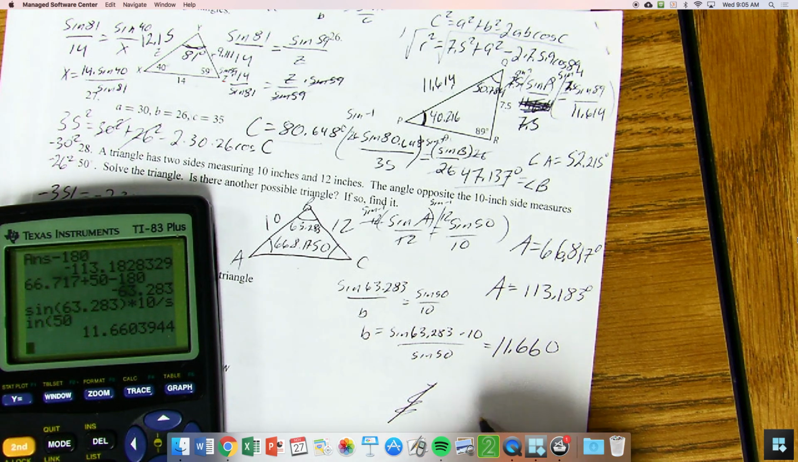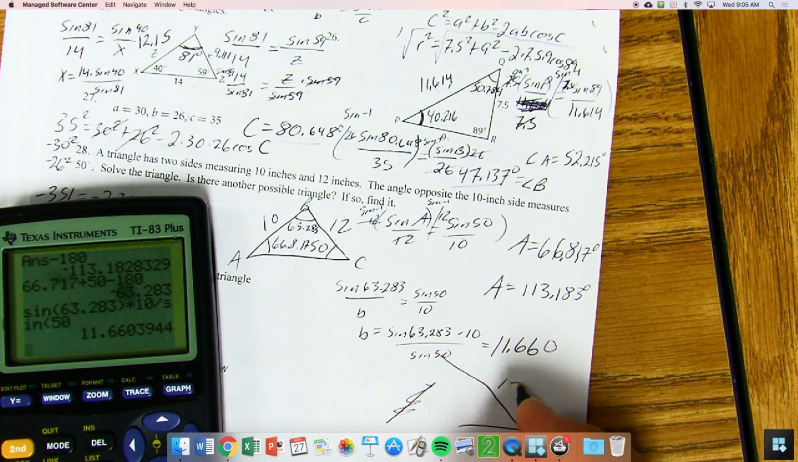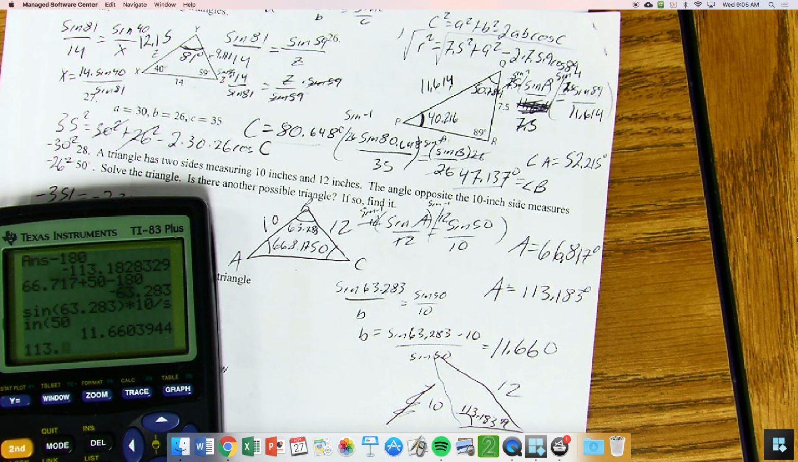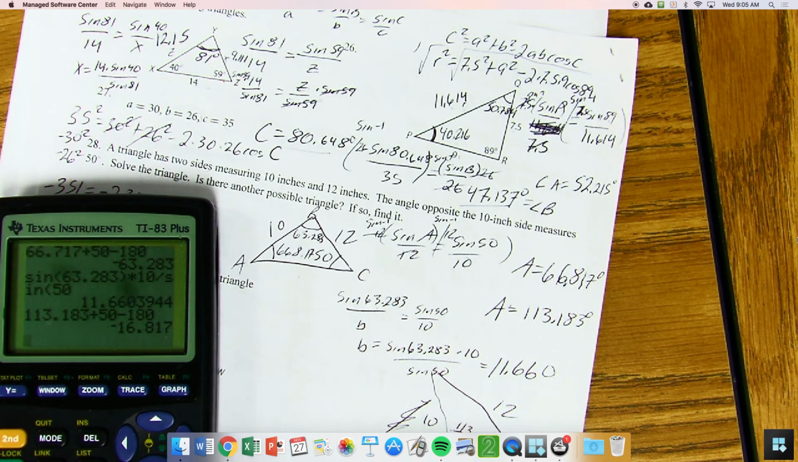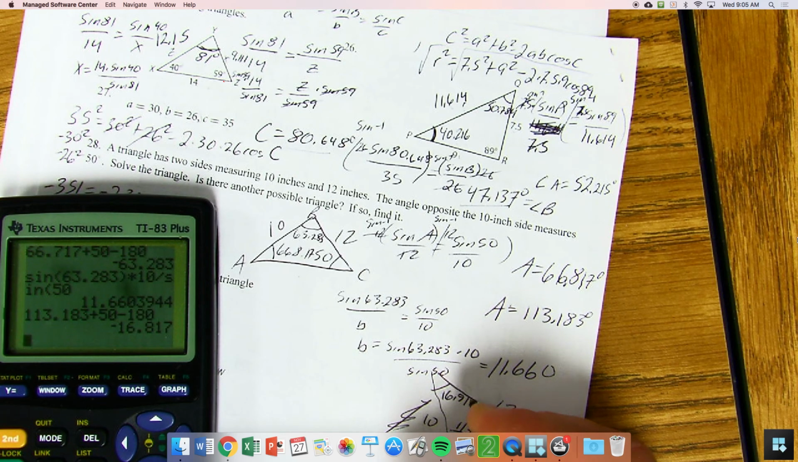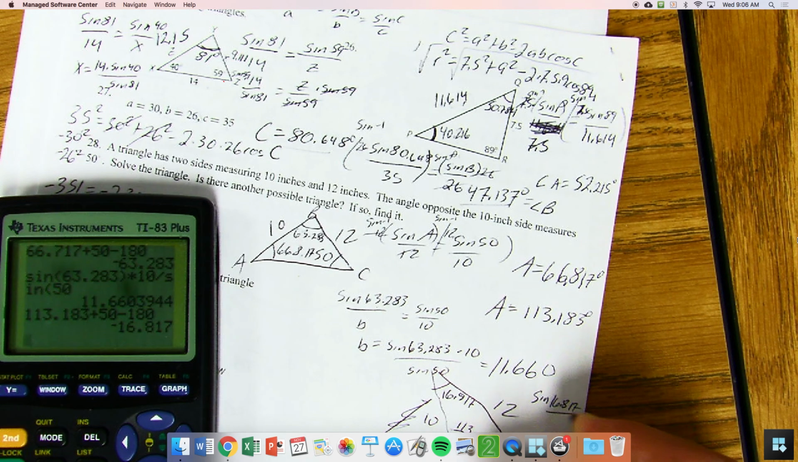The other triangle, of course, wouldn't look quite like this. What it would look more like would be this. The side is 12. Side is 10. This angle here is 113.183. This angle here was 50. So now if I add those together, 113.183 plus 50, subtracted from 180, this angle up here would be 16.817. And so then to find this side, I would take sine of 16.817 over little b is equal to sine 50 over 10.